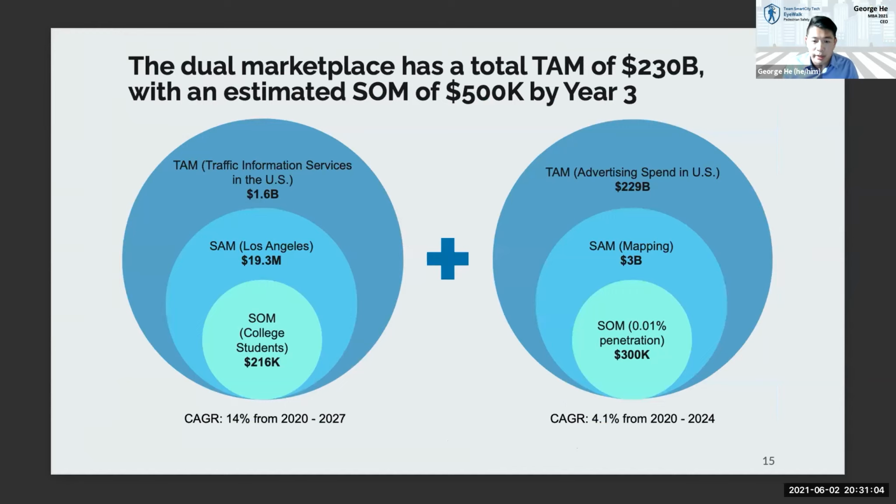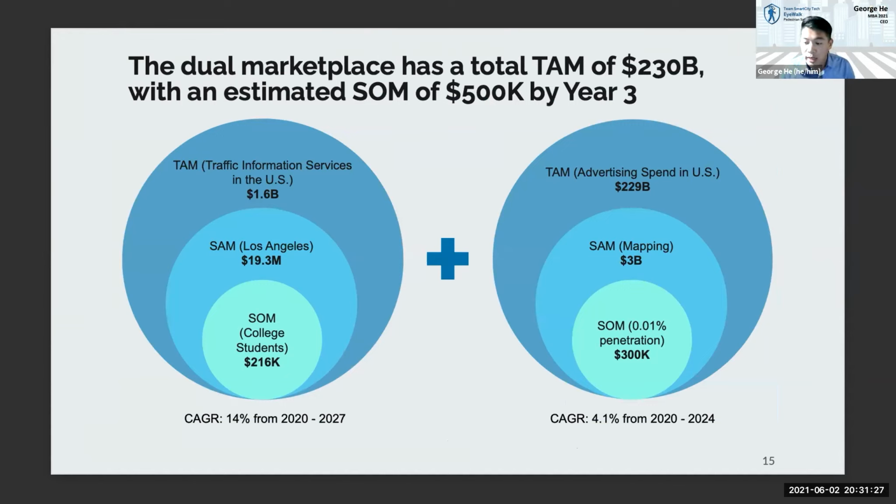So how big is the market that we're targeting? Given that we're looking at both the advertising and information services industries, we see a combined TAM, that's total addressable market, of nearly 230 billion. Within this TAM, we are looking to enter an available market of over $3 billion, which is comprised of a large mapping advertising industry, as well as the size of traffic information services in LA.